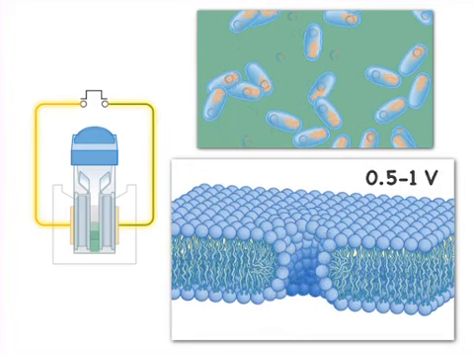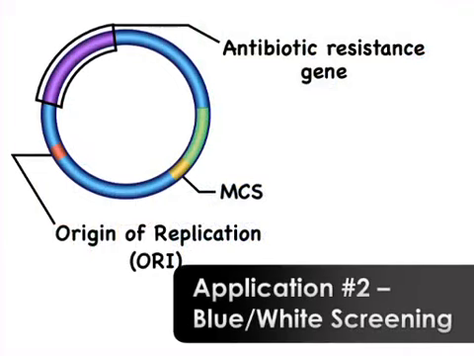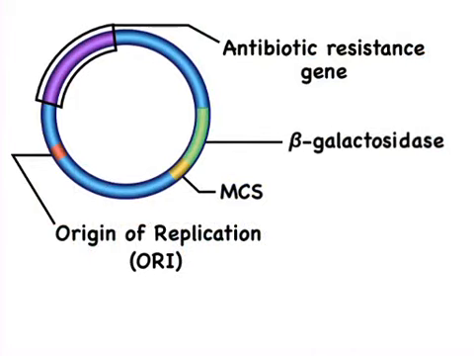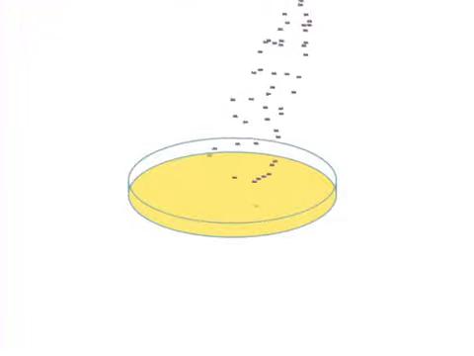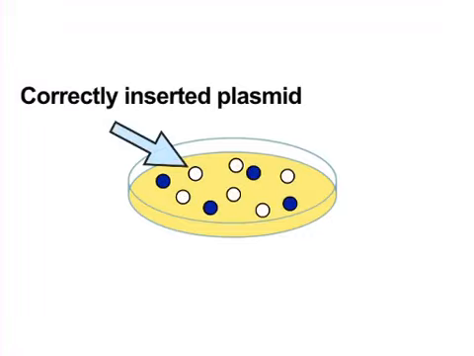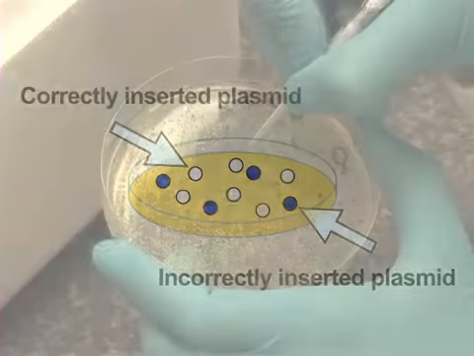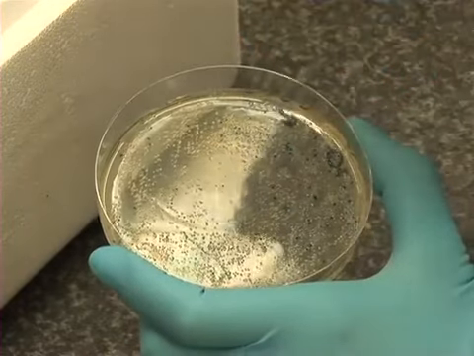With respect to screening for transformed bacteria, plasmids often contain a gene encoding the enzyme beta-galactosidase to aid with screening. When the substrate for this enzyme is included in agar plates, bacteria that have been transformed with plasmids containing an insert yield white colonies, while those that do not yield blue colonies. This method is referred to as blue and white screening.